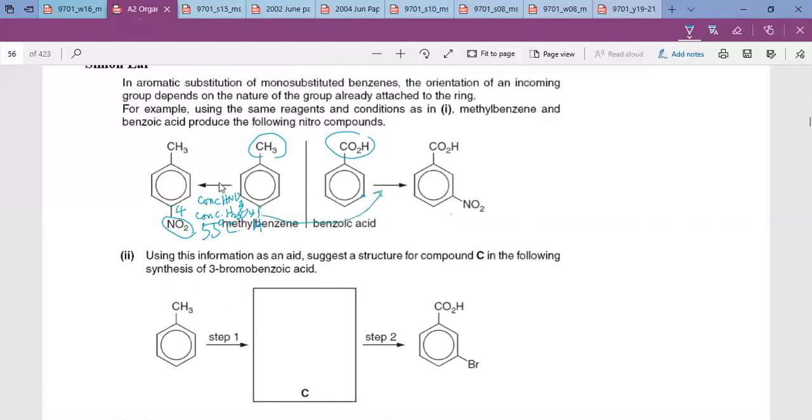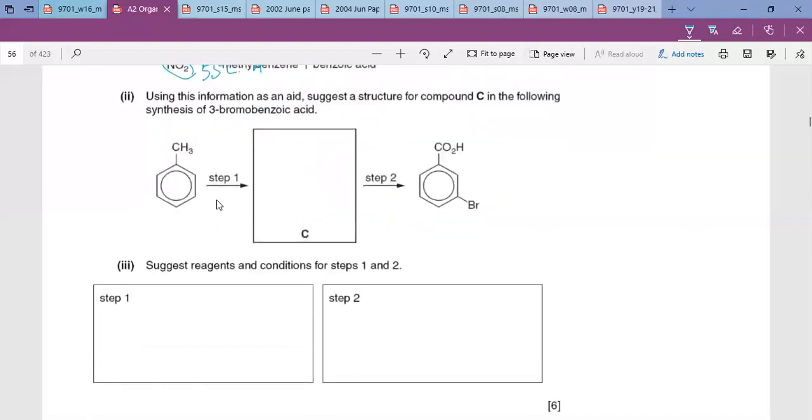Now they ask you to apply this idea. Okay? Using this information as an aid, suggest the structure for C in the synthesis of 3-bromo. Now notice, there are 2 reactions here. The CH3 has become a carboxylic acid. Why? Because the carbon here, see, carbon here, and the hydrogen here has been substituted with your bromine.